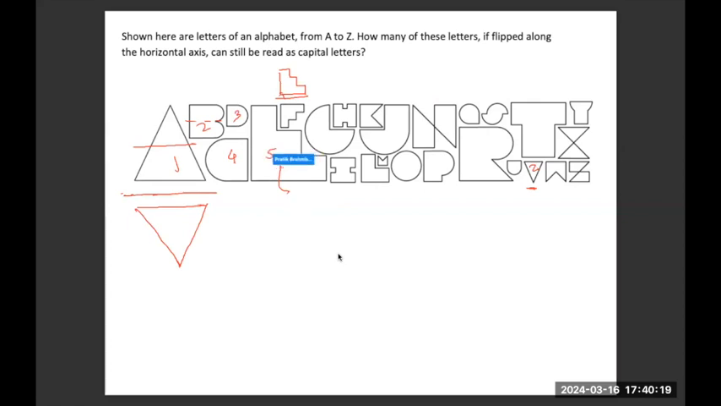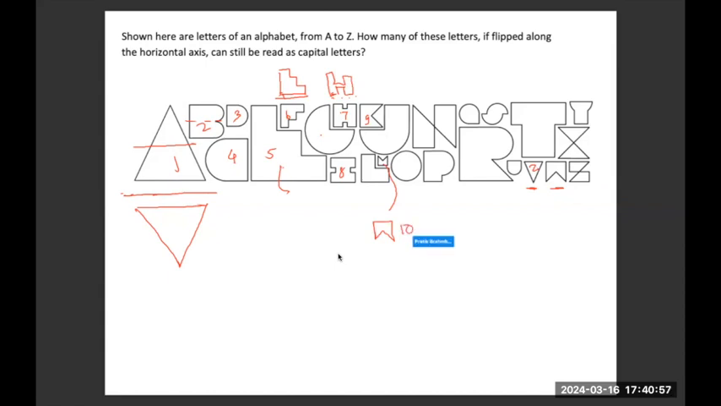So 5, 6. G is wrong, G won't come. H is correct. When you rotate H along the horizontal axis, it will look exactly the same. If you want, I will just draw it. It looks like this, which is exactly the same. 8, I also, K also. L won't come. M also, when you flip this letter M, it will look something like this, which is what W looks like.